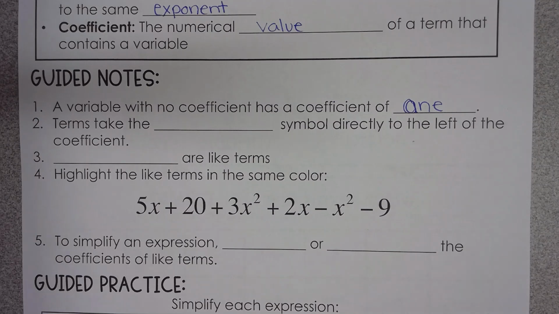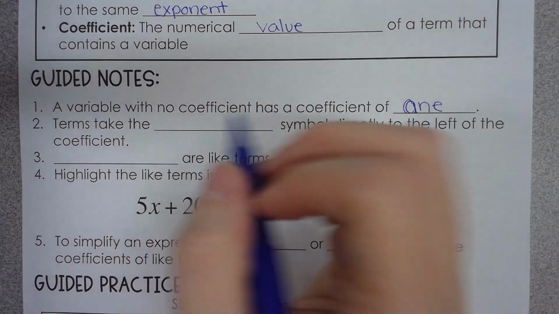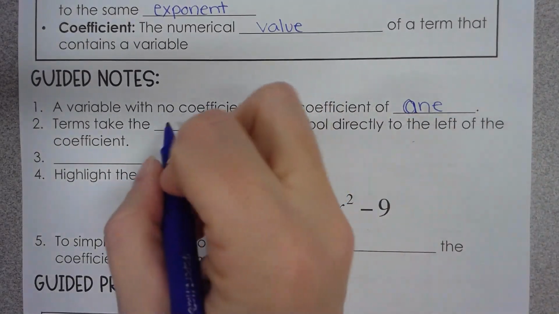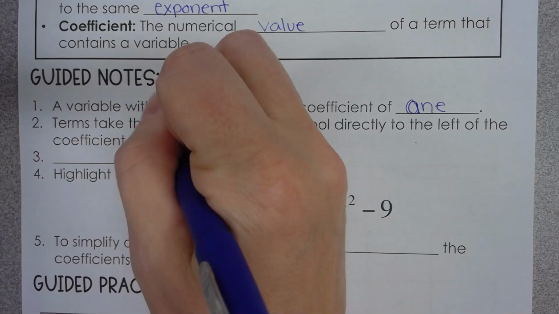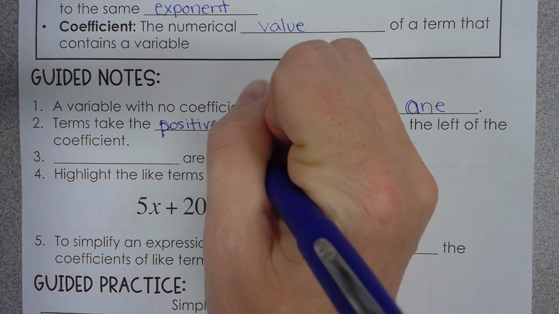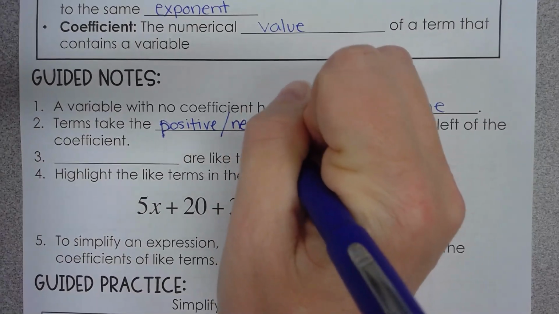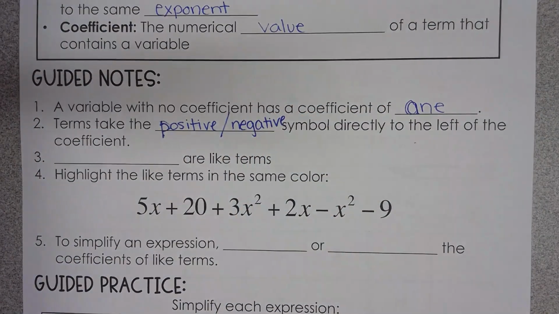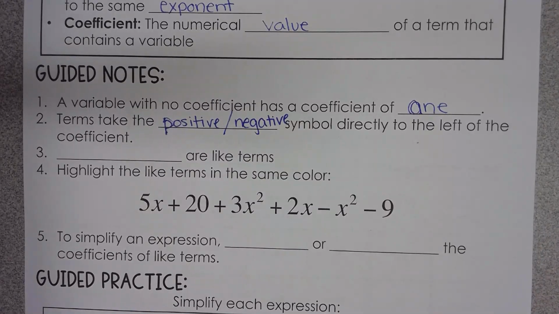Terms take the positive or negative symbol directly to the left of the coefficient. So if there's a plus sign directly to the left of the coefficient, it is positive. If there is a minus sign directly to the left of the coefficient, it's going to be negative.